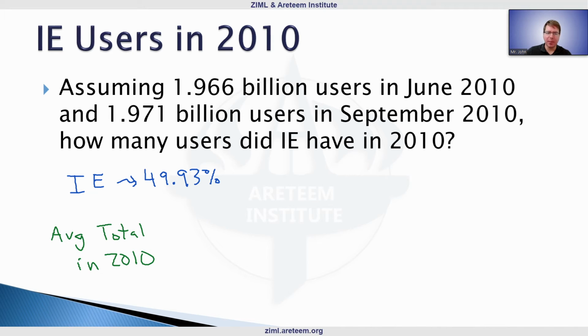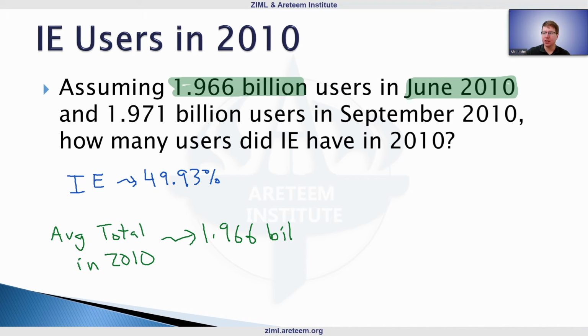Now, this is maybe a little bit tricky. We'll see this in other places. There's not a correct way. You might say we have two data points, let's take the average. But for this example in particular, June is kind of in the middle of the year anyway. So let's just use that number here explicitly. So let's say we have 1.966 billion in this case.